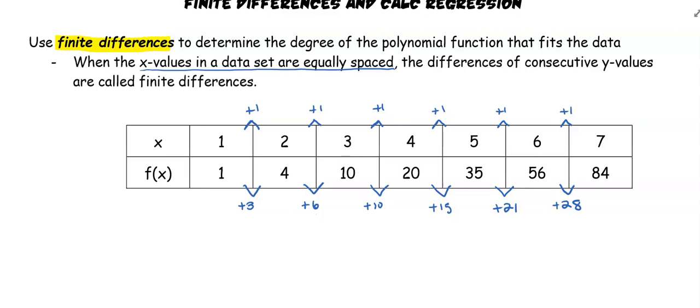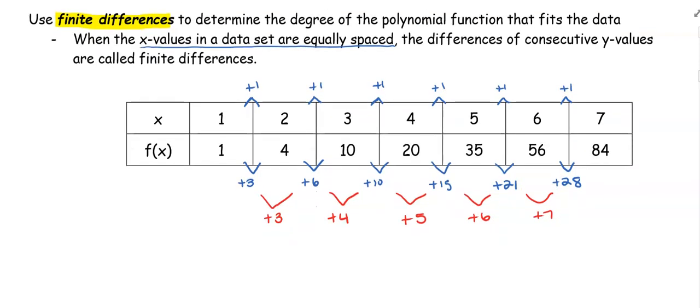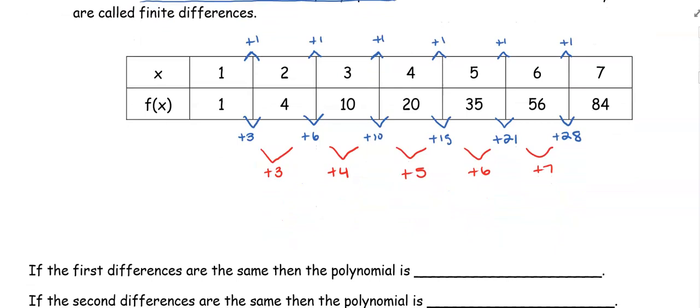So then we go to our next set here. If I'm going from 3 to 6, I'm adding 3. 6 to 10, I'm adding 4. 10 to 15, I'm adding 5. 15 to 21, I'm adding 6. 21 to 28, I'm adding 7. My differences are still not the same. They are evenly spaced, but that's not what I want. I want these numbers to be exactly the same. So I'm going to keep on going.